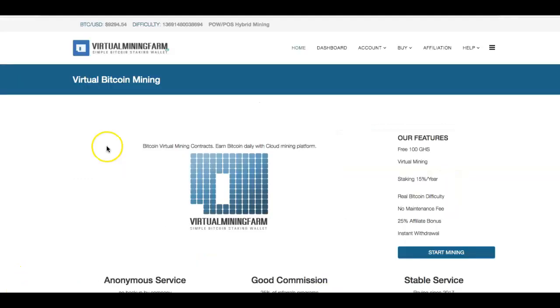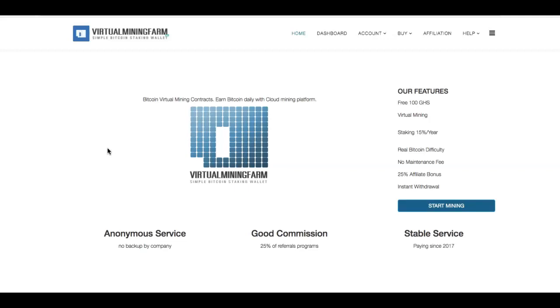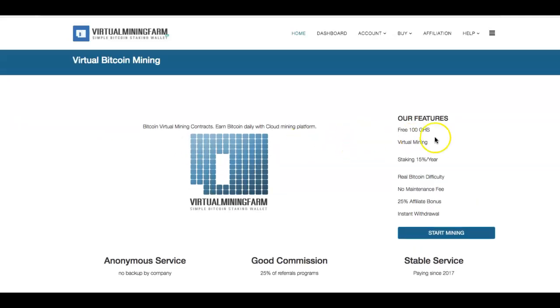Kind of strange, right? Right, so today I want to introduce you to a company called Virtual Mining Farm. The reason why I wanted to search what GHS was is because they give you 100 free GHS of virtual mining, and staking if you want to invest at 1.5 or 15% per year. Real Bitcoin difficulty, no maintenance fees. Affiliates get a 25% bonus, and instant withdrawals if you want to do that. They're an anonymous service, no backing by a company. So they're giving you good commissions, and they've been stable since 2017.